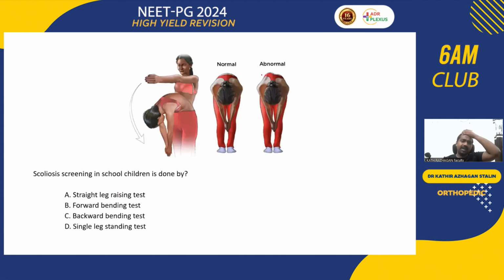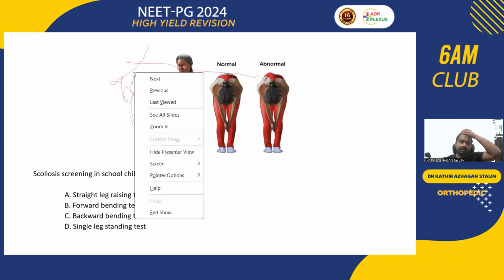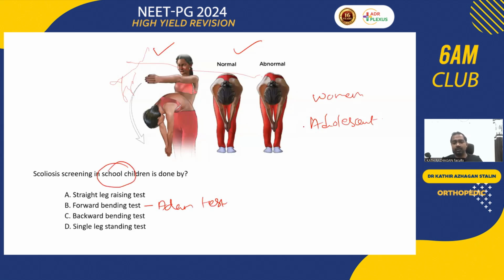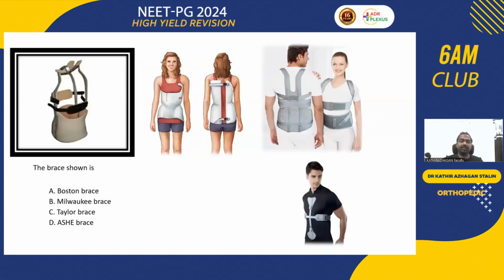Scoliosis screening test by bending the person. They have given this image and asked what disease this is used for. Scoliosis. So, forward bending test. What is the name? Adam test. Why am I using a girl's picture? Because scoliosis is most common among women. Which age group? Adolescent. So it is done at school. So they are literally telling you: female, Adam test.